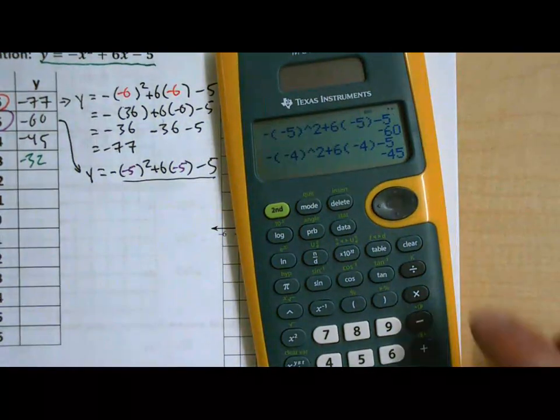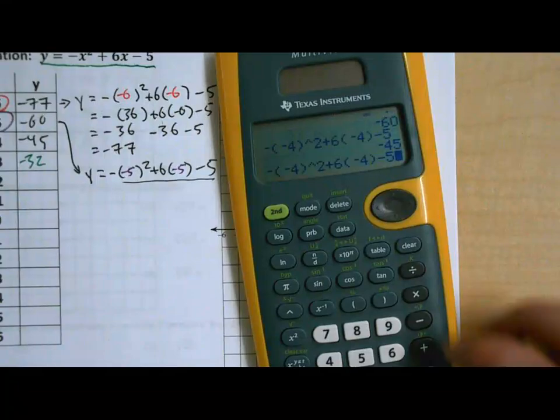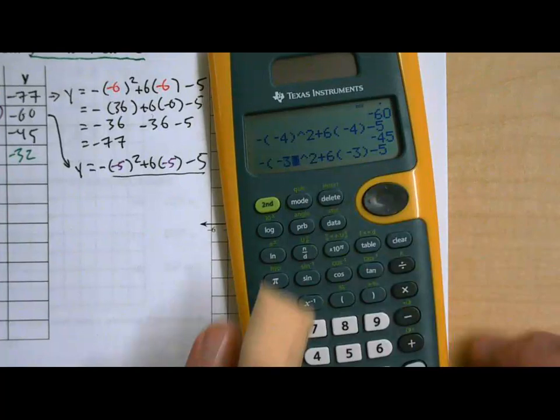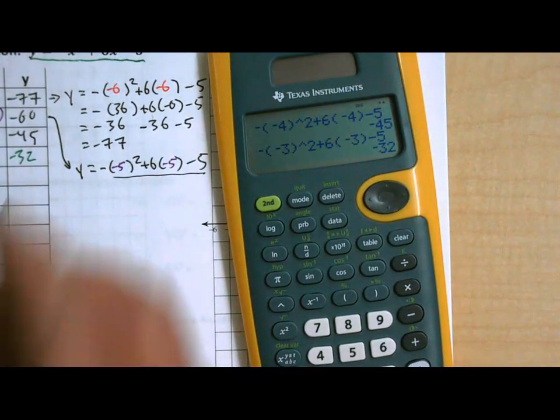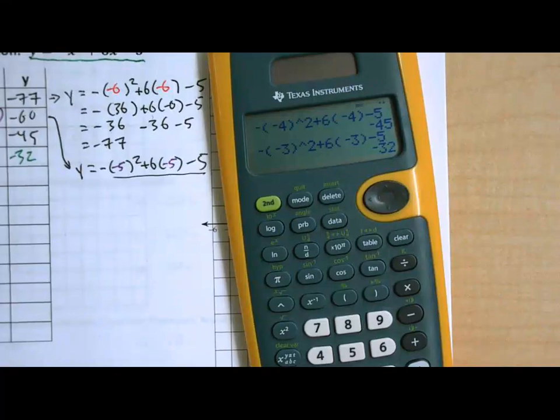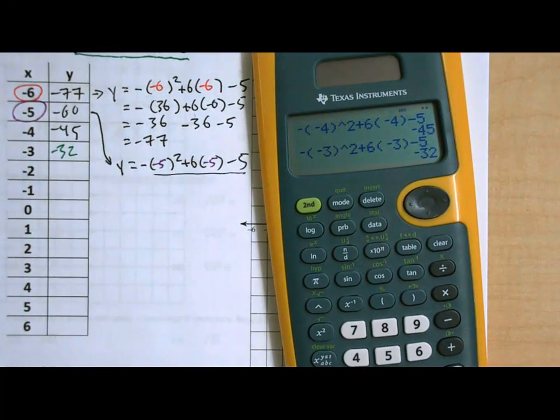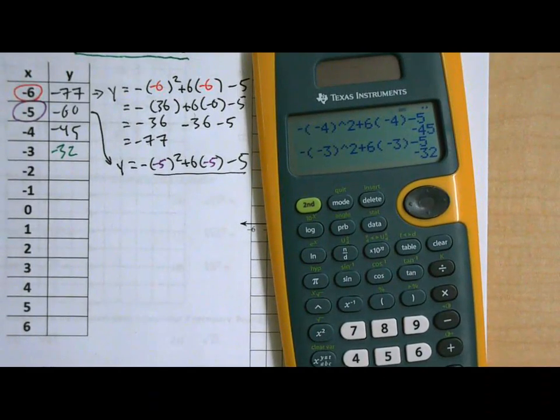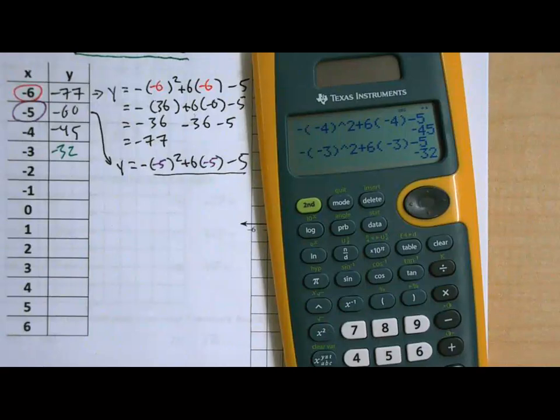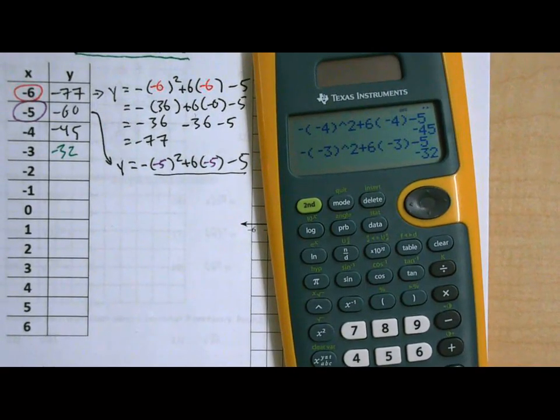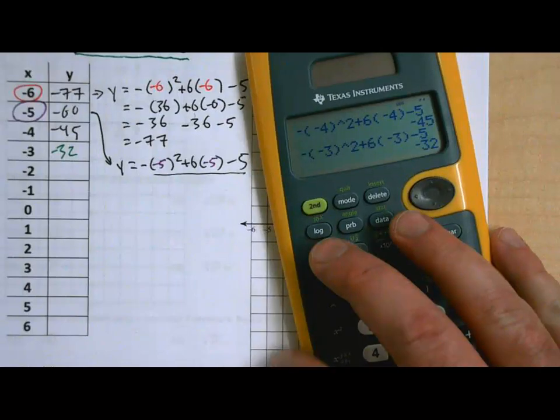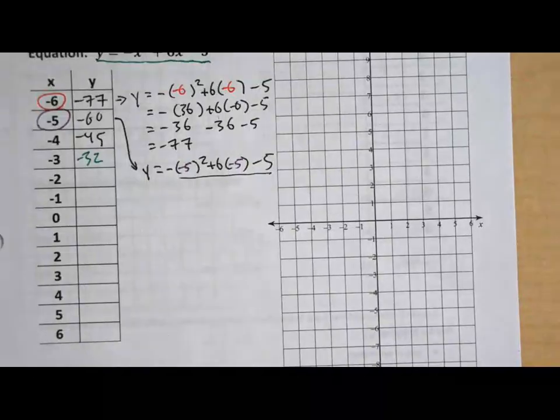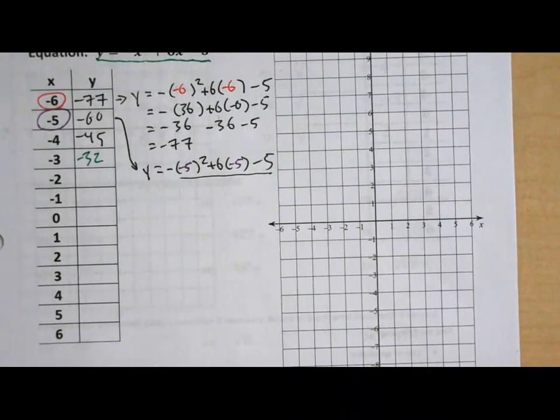And then I can go back up and highlight, hit enter, and change the -4s into -3s. Hit enter. -32. I don't know why I did that. We've already done that one. You guys get the idea? This makes it go way faster for you. All right. So I'm going to go ahead and fill in the rest of my table here. Go ahead and practice doing that a little bit. And then let's make sure we've got our table filled out.